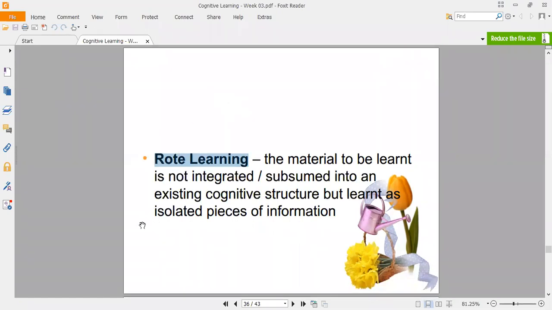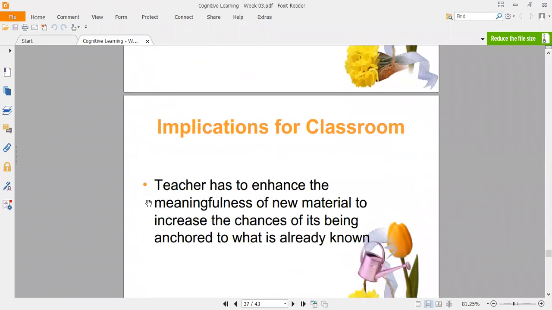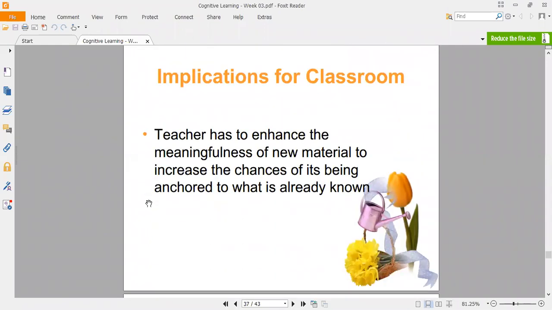Meaningful learning is about relating to your previous knowledge. The implication in the classroom is to enhance the meaningfulness of new materials and increase the chances of their being anchored to what is already known. What do you mean by that? Give me an example. Rather than telling it, I can ask you questions. Any situation where you would use it? What is it?